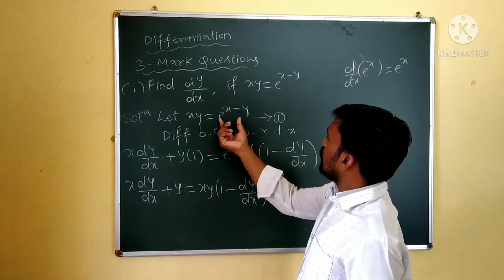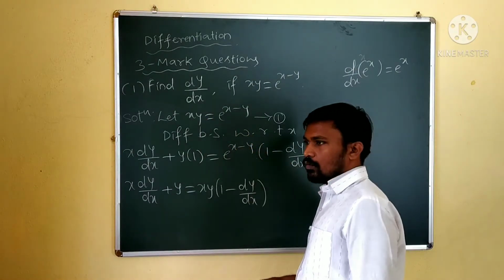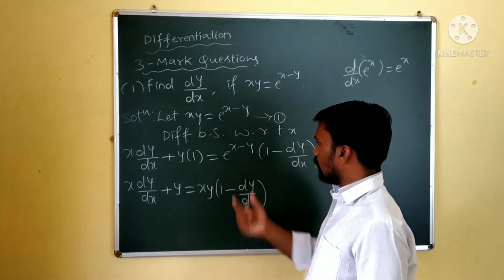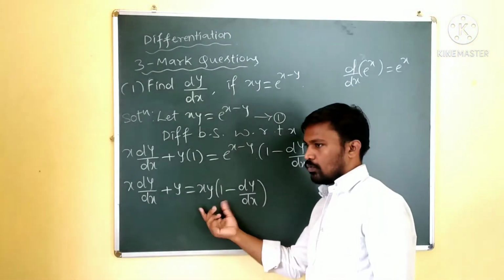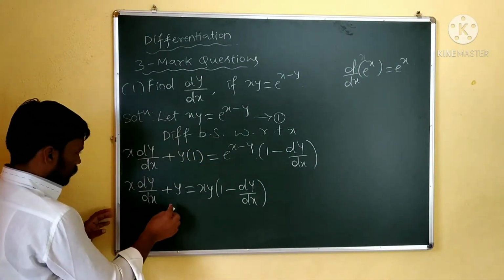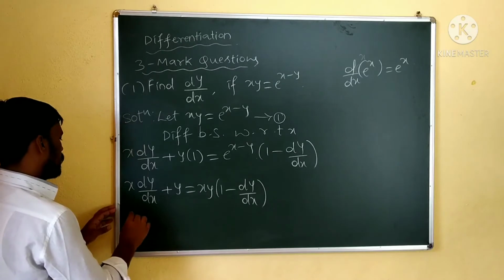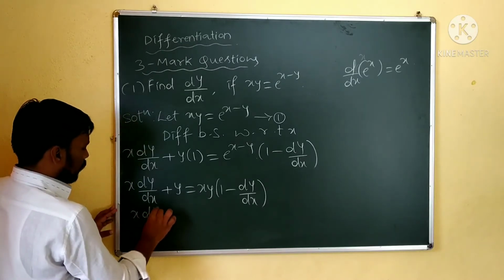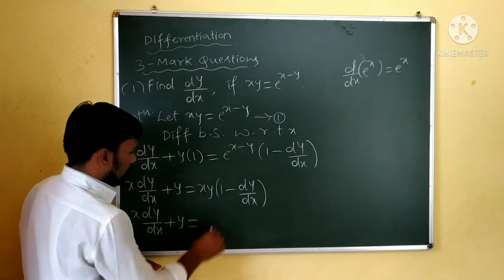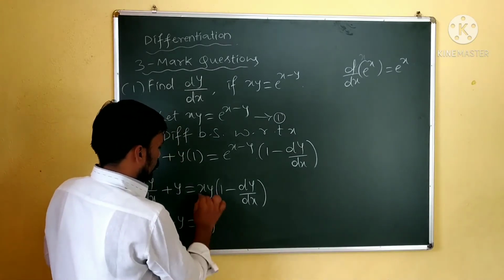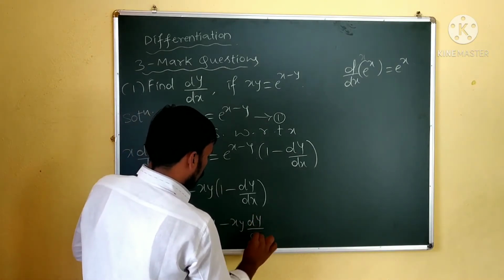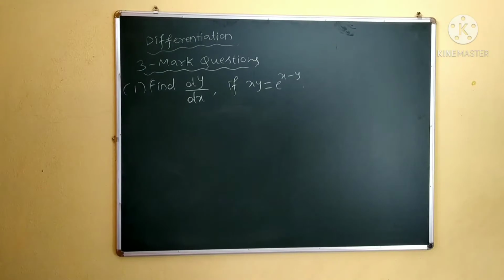By using equation number 1, I can replace e to the power of x minus y by what? x into y. Now do the simplification. Write this left hand side expression as x into dy by dx plus y is equal to xy into 1 is xy, plus into minus xy into dy by dx. Do it term by term.